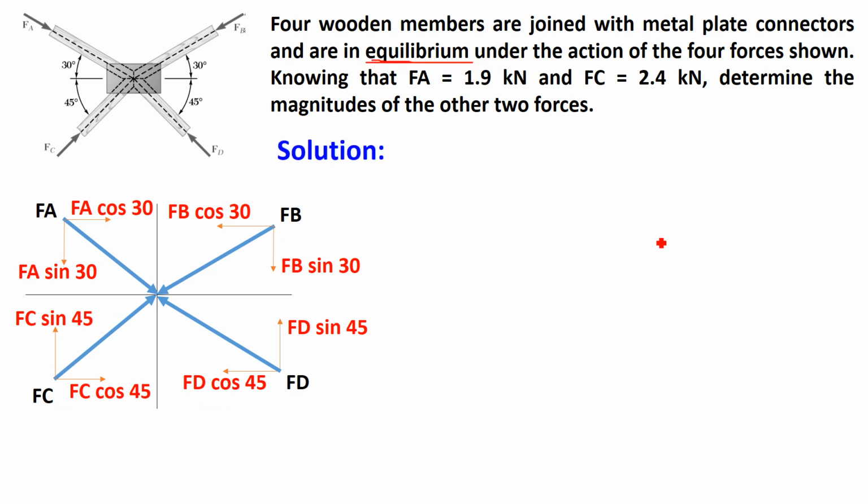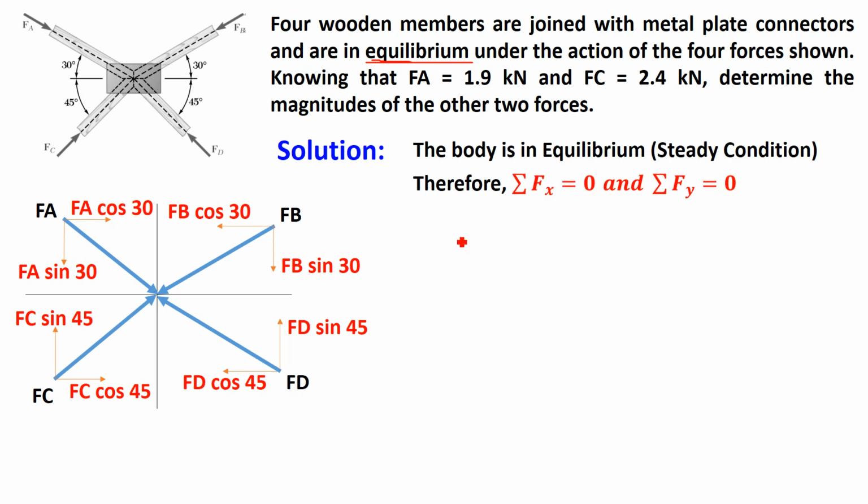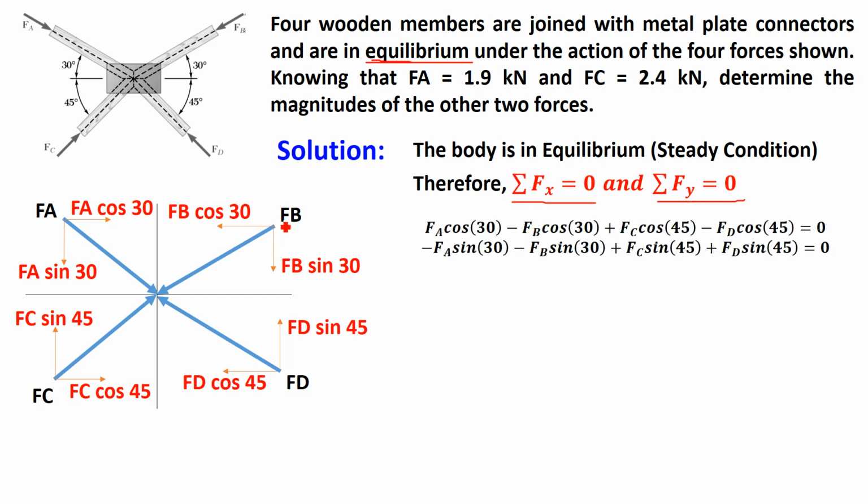Now since it is given that the system is in equilibrium, we know that summation of Fx equals 0 and summation of Fy equals 0. Collect the forces which are in the x direction and the forces which are in the y direction, and equate those to 0. You will get two equations. This is summation of Fx equal to 0, the first equation, and this is summation of Fy equal to 0, the second equation.